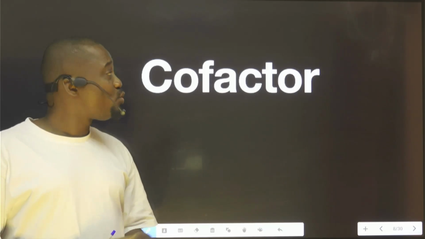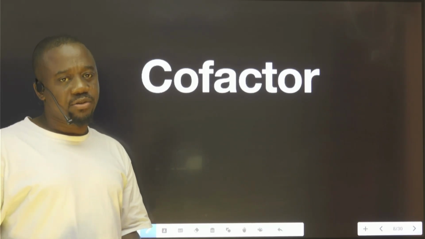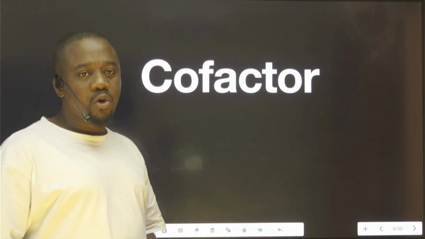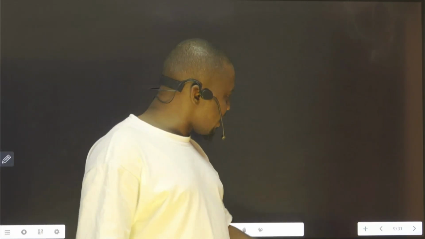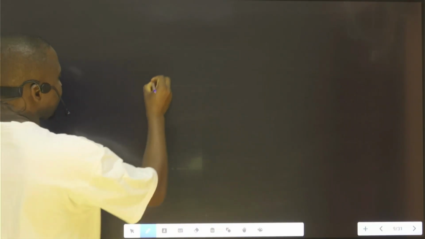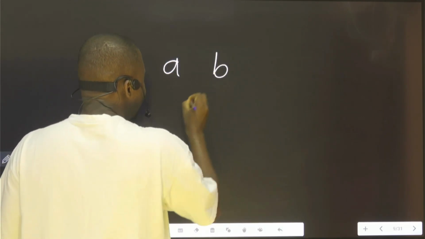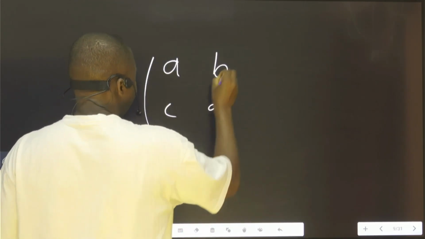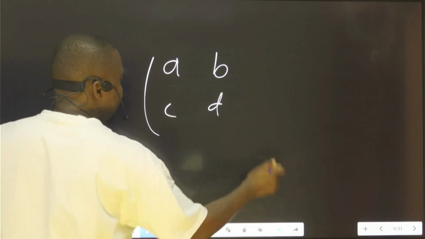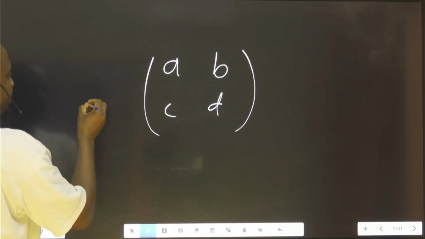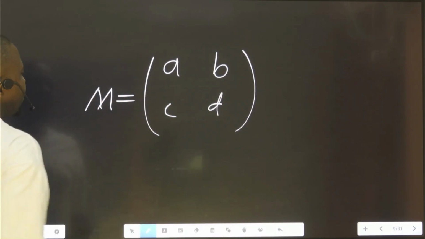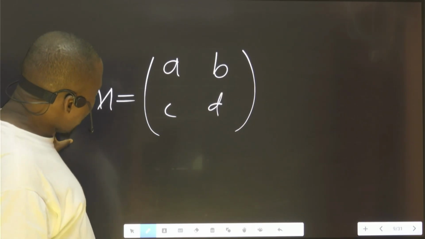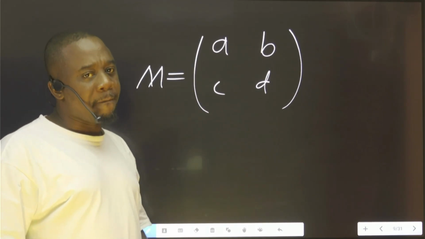In this class, we're going to look at cofactor. So what is that? The cofactor of a matrix. Say for instance, we have this matrix A, B, C, D. Say this is M, equal to this. What is the cofactor of M?